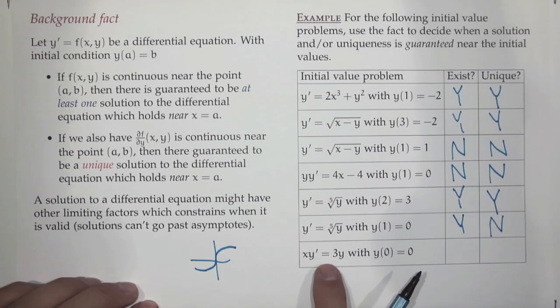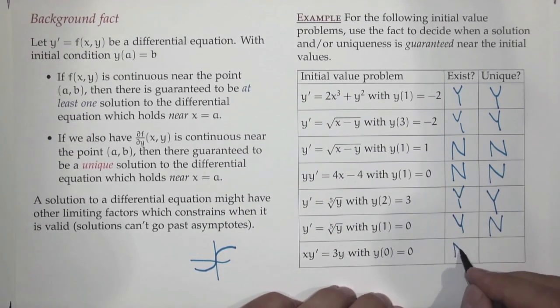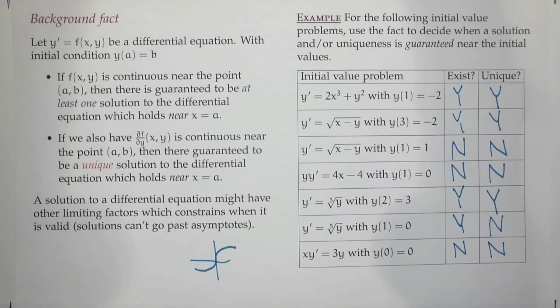How about this one? x y prime equals 3y, y of 0 equals 0. Because you're dividing by 0, you're not guaranteed that it exists. Now, I got a minute left. I'm just going to ask a question. We've just said that we are not guaranteed the solution exists. But I claim that there is a solution.